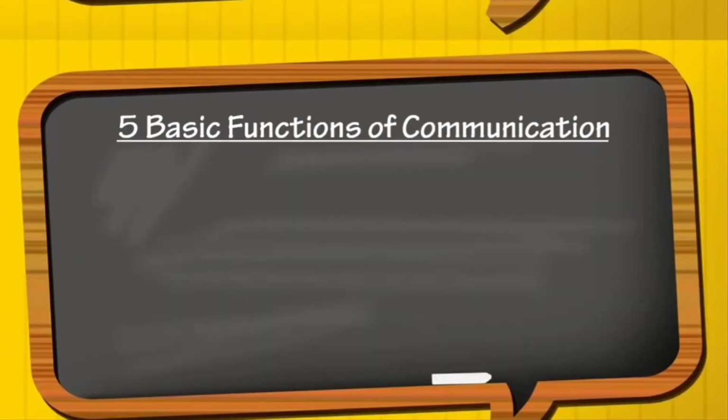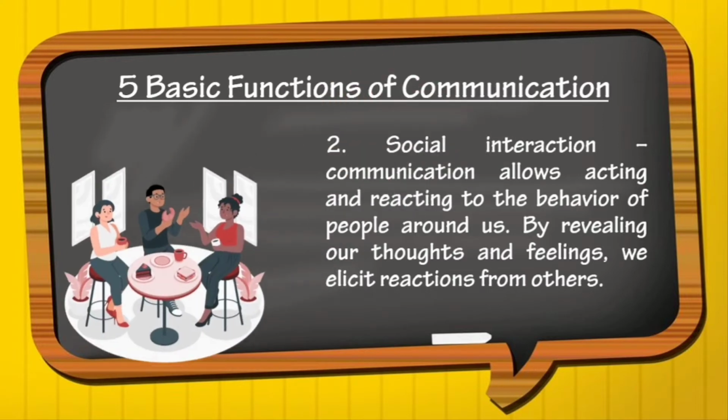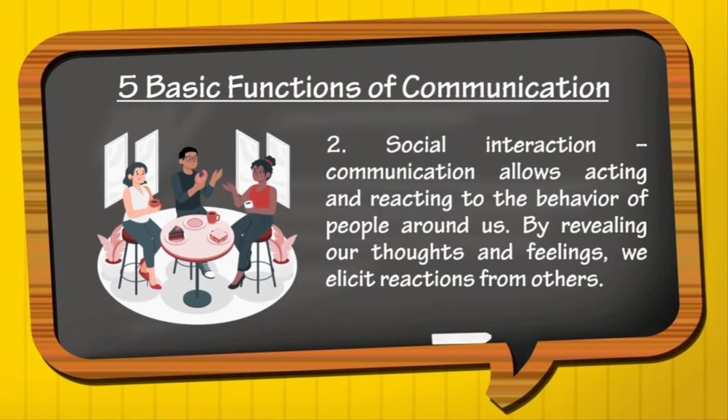Next, we have social interaction. In social interaction, communication allows acting and reacting to the behavior of the people around us. By revealing our thoughts and feelings, we elicit reactions from others. So, one of the reasons why we communicate is to connect with others or with ourselves. Social interaction and emotional expression are the most used form of communication.